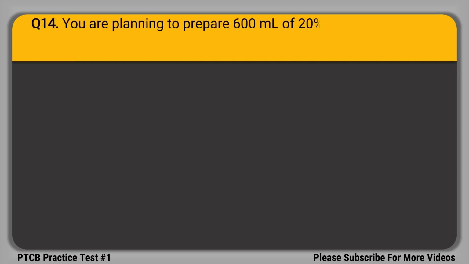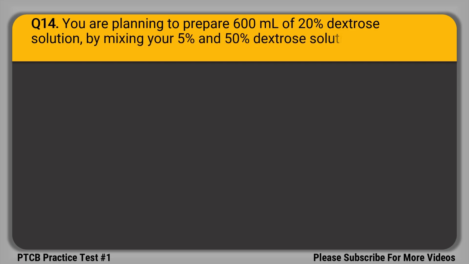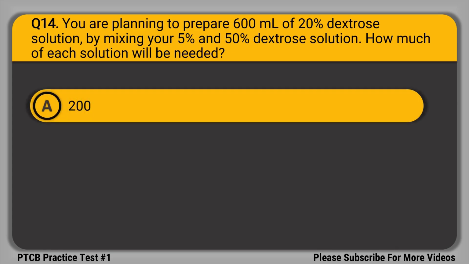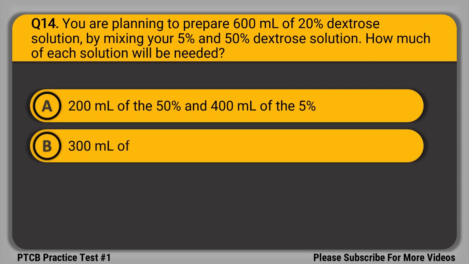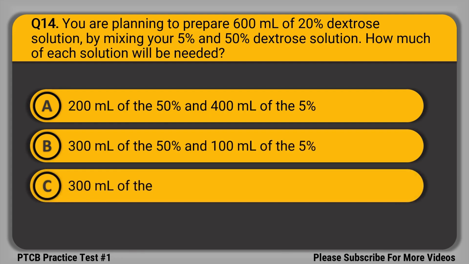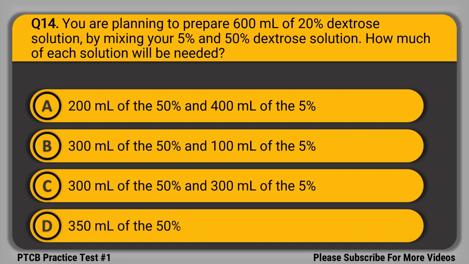Question 14. You are planning to prepare 600 milliliters of 20% dextrose solution by mixing your 5% and 50% dextrose solution. How much of each solution will be needed? A. 200 milliliters of the 50% and 400 milliliters of the 5%. B. 300 milliliters of the 50% and 100 milliliters of the 5%. C. 300 milliliters of the 50% and 300 milliliters of the 5%. Or D. 350 milliliters of the 50% and 250 milliliters of the 5%. A. 200 milliliters of the 50% and 400 milliliters of the 5%.